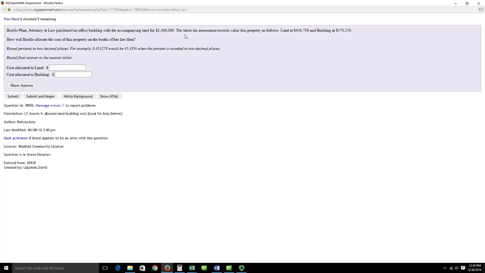Well, you can either use the fair market value, or in the case of real estate, you can use the city's tax assessed value to figure out a proportionate percentage for each one. And so in this case, it says the tax assessment records show the property as follows. Land is $426,736 and building is $572.50. And you're supposed to allocate this $1.4 million between the two and just give what value you would record on your books for land and what value you would record on your books for building.